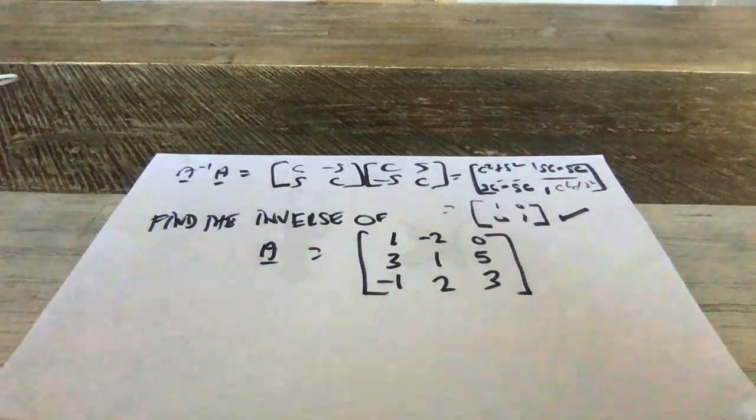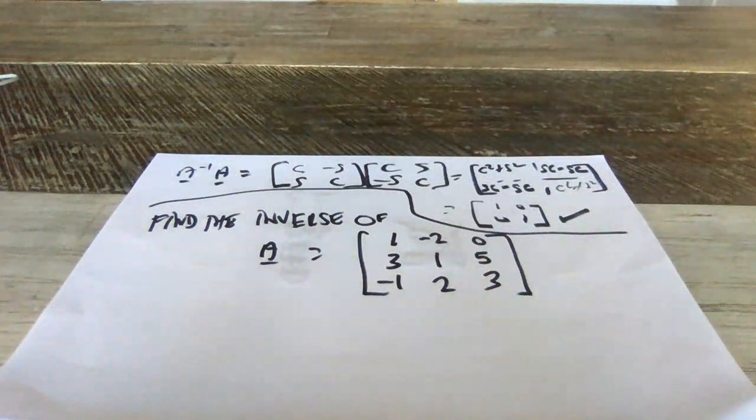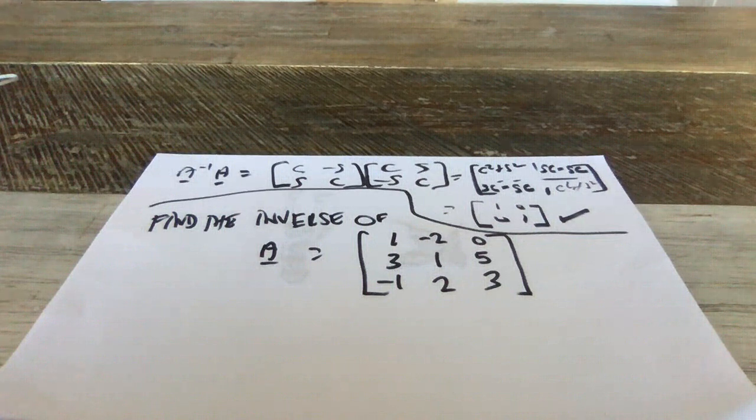Now, let me just remark here. This is a 3x3 matrix, and inverting a 3x3 matrix is difficult. It's just long-winded, and there's a few things you have to do, and it's just not great. But I'm going to show you how to do it. If you want to do a 4x4 matrix, it's a generalization of what we're doing here for 3x3, but we're not going to look at that.